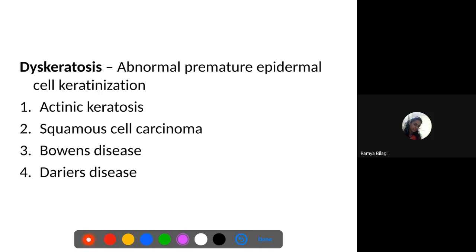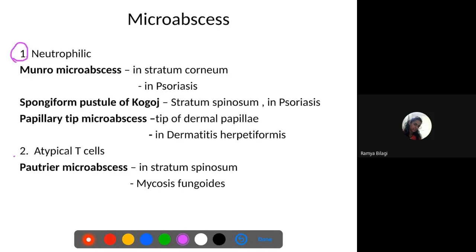Now coming to other important histopathological significance, there are different conditions where we see microabscesses. Microabscesses can be mainly neutrophilic or atypical T cell composition. Neutrophilic, we see a condition called Munro microabscesses, where we see neutrophilic accumulation in the stratum corneum. We see this condition in psoriasis. There's a condition called spongiform pustules of Kogoj, where we see the neutrophilic accumulation in the stratum spinosum in psoriasis.